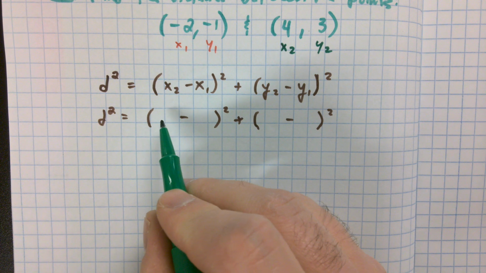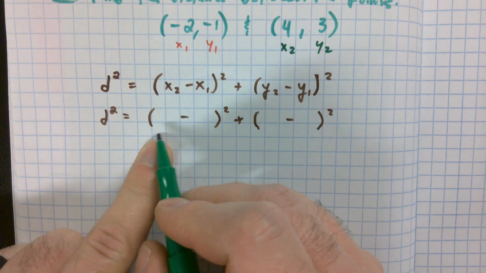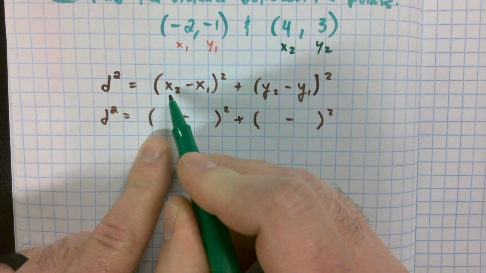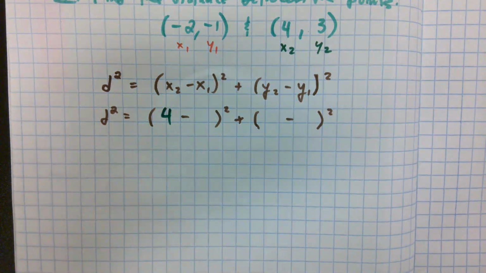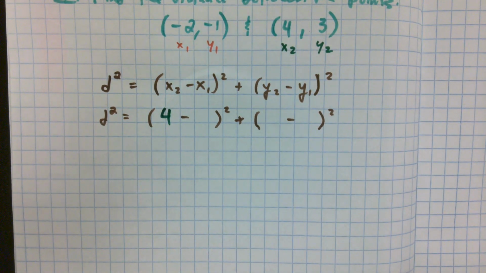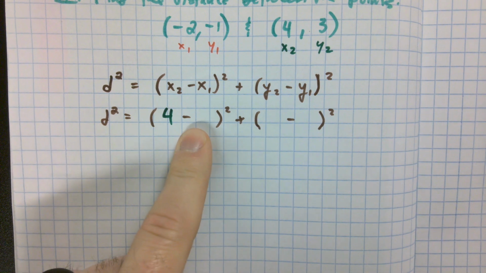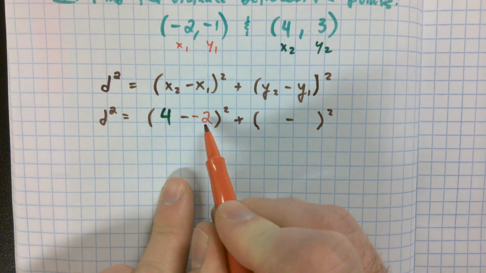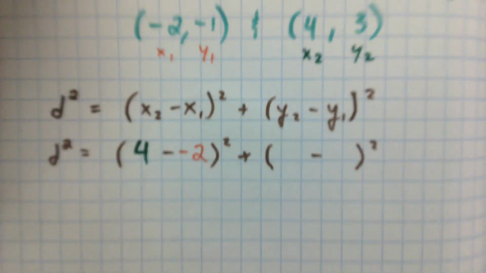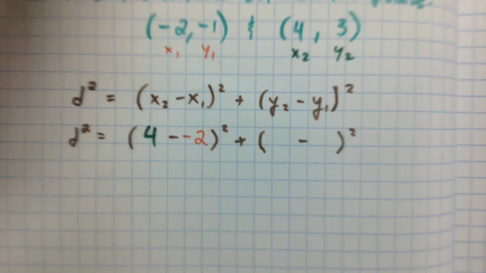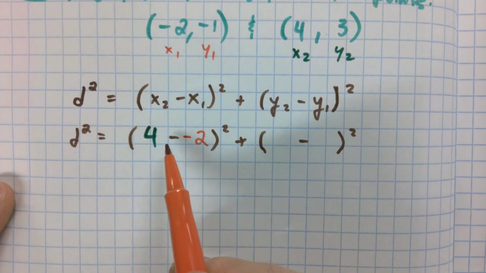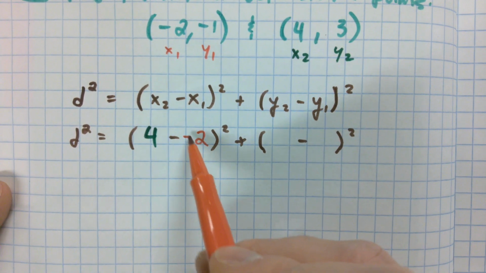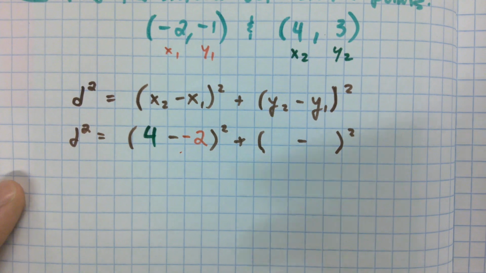What number am I going to plug in for x2? Take a look at what we labeled x2 as. 4 is my x2. x2 becomes 4. What am I going to plug in for x1? Negative 2. Don't forget that negative sign. There's a minus sign in the middle, and we just plugged in a negative 2. So two minus signs right next to each other make a what? A plus. We'll get to that in a second.